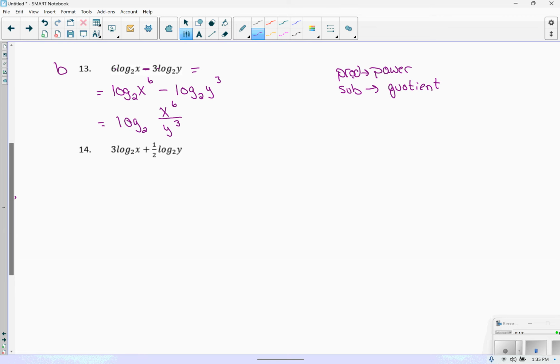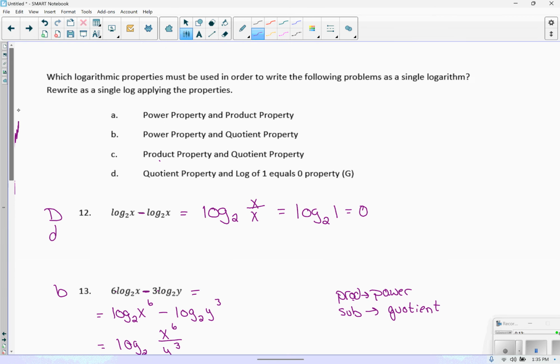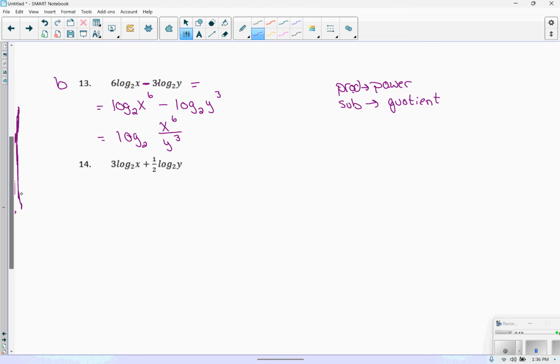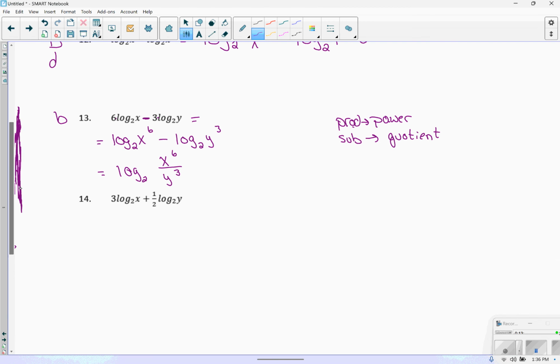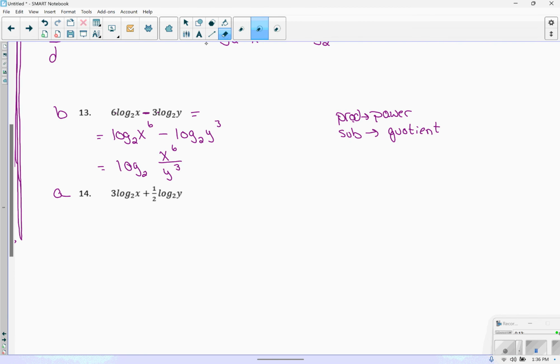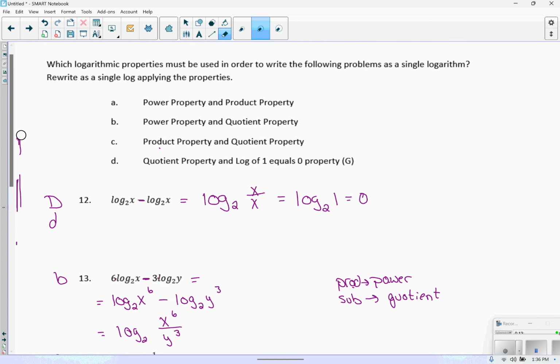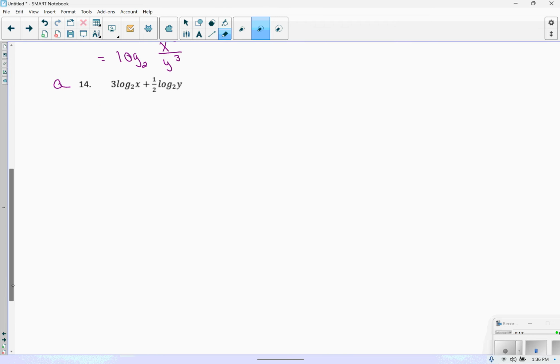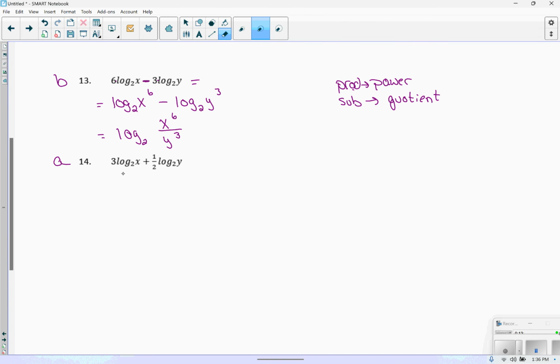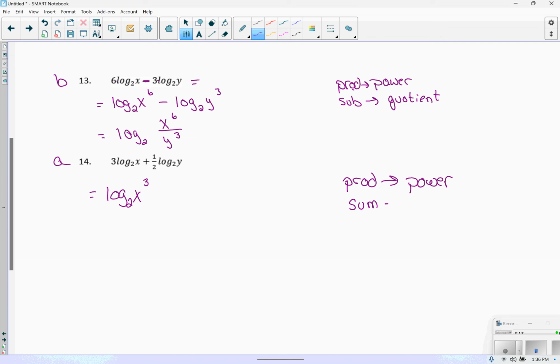Again, we have for product to power, so power rule, and then sum to product. So this one's going to be A. Oh goodness. I don't know why I keep managing to be just enough off of that to draw all over. And again, that first step, rewrite using product to power, and then sum to product.